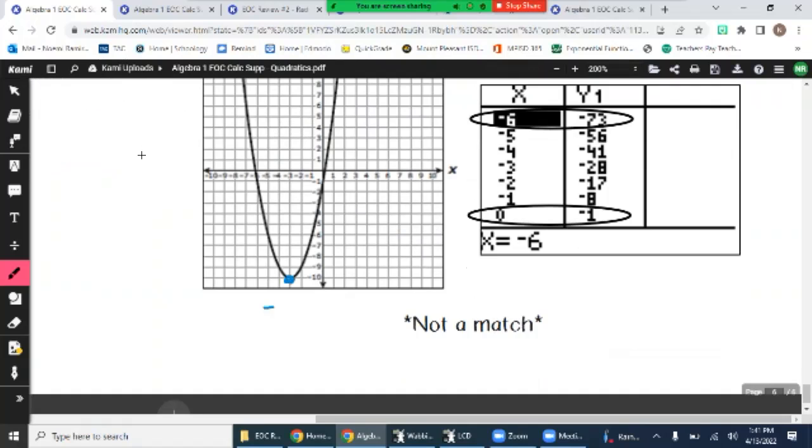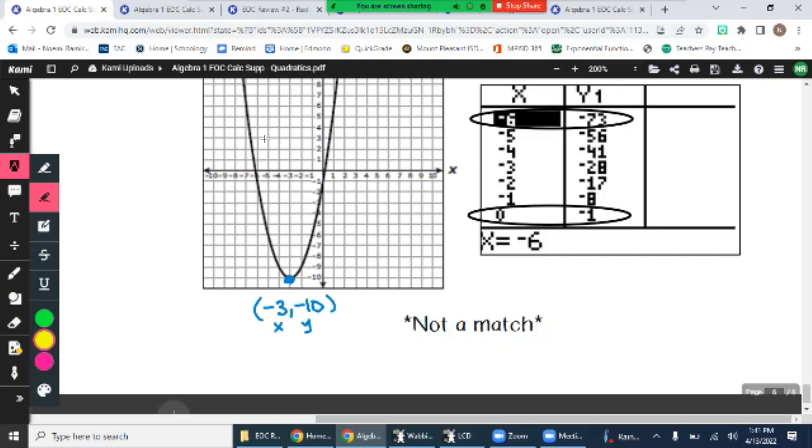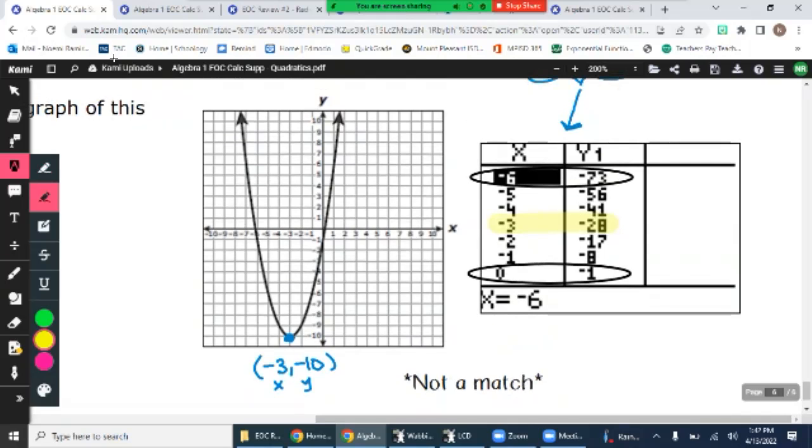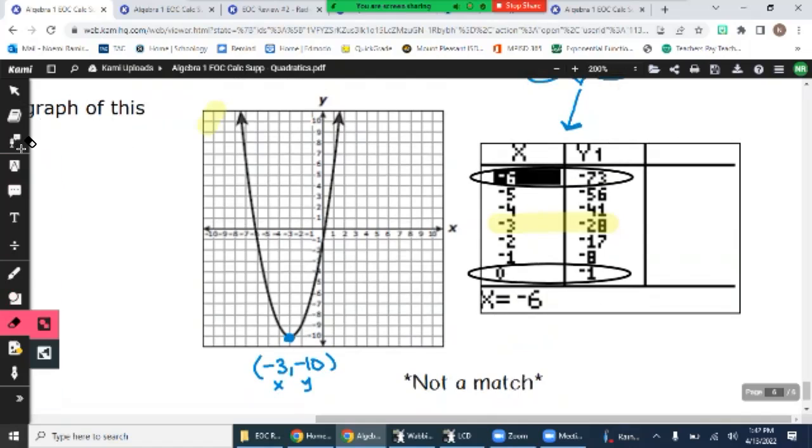Negative 3, negative 10. The easiest whole number point that I can identify. And if you look at what we're supposed to find, we're looking for a graph that gives us negative 3, negative 28. So no, it doesn't match what I'm looking for. So that's why this is not the correct answer, whatever graph that is. I don't even know if it's A, B, C, D. I don't know if it's F, G, H, J, but this one is not my answer. What's your question?